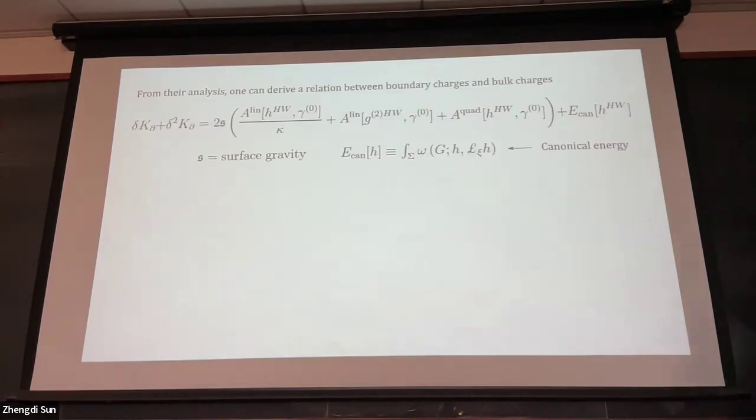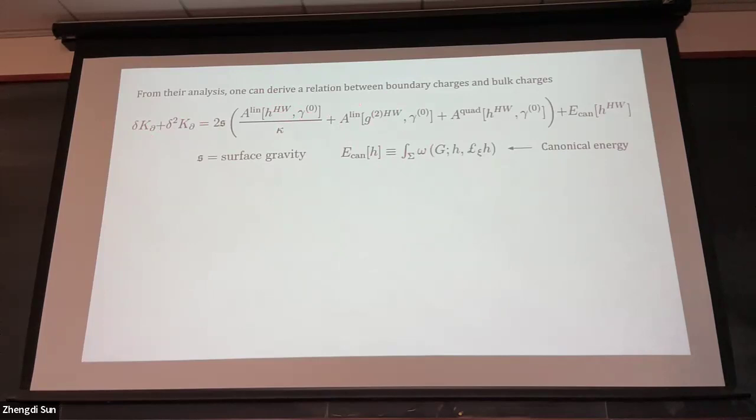So from their analysis, what did they derive? They derive some relationship between boundary charges and bulk charges. So on the left-hand side here, I have the boundary charges. In AdS, these would be the CFT charges. And in the bulk, these are related to some areas. Here HW means Hollands-Wald gauge. This formula is only true in Hollands-Wald gauge. Here's the linearized area of H in their gauge on the classical extremal surface.